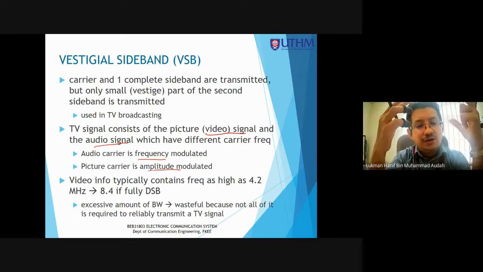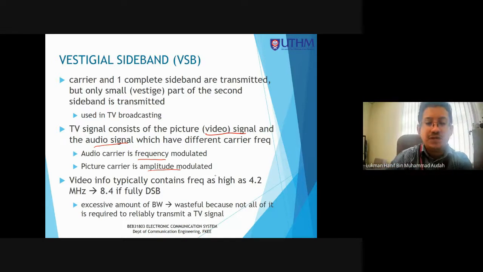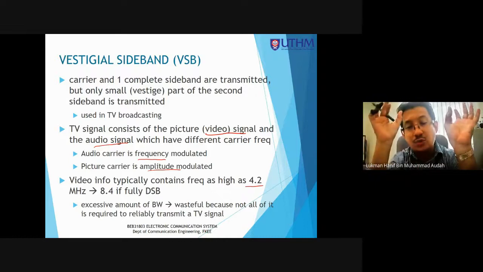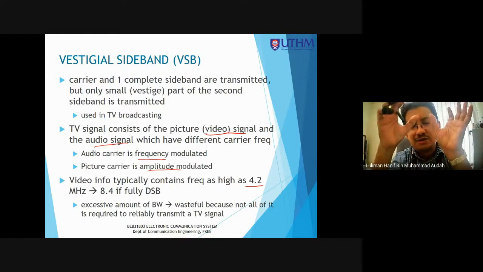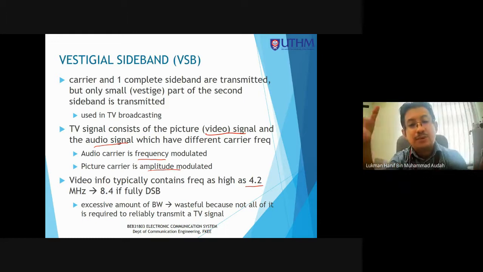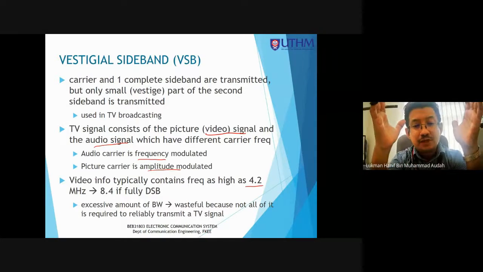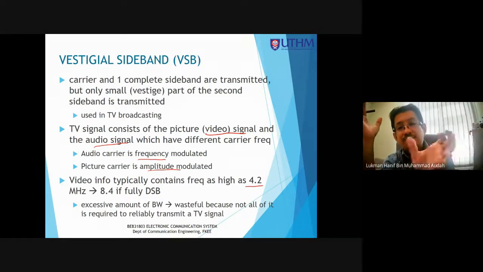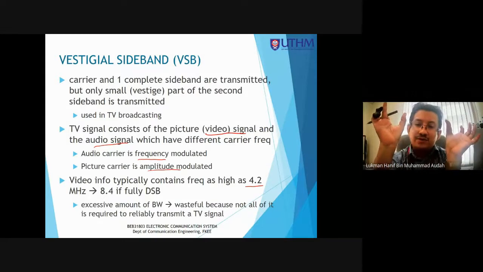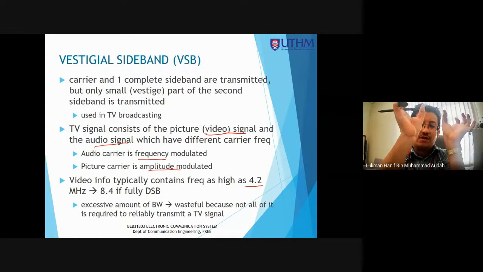Okay, so the video information typically contains frequency as high as 4.2 megahertz. Okay, so kalau kita nak gunakan bandwidth yang sama untuk kedua-dua double sideband dengan bandwidth yang sama untuk video dan audio, maka kita perlu double 8.4, which is the full double sideband full carrier, seperti double sideband full carrier. Tetapi ini tidak efisien kalau kita assign audio and video signal with the same amount of bandwidth. So it is not efficient in terms of bandwidth.